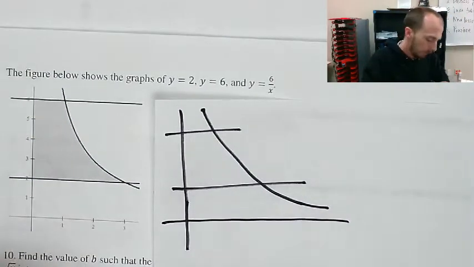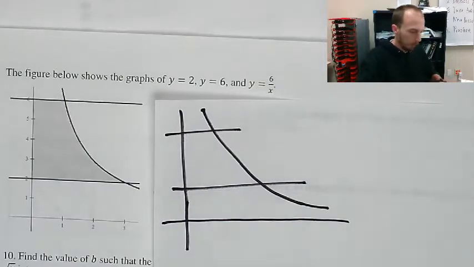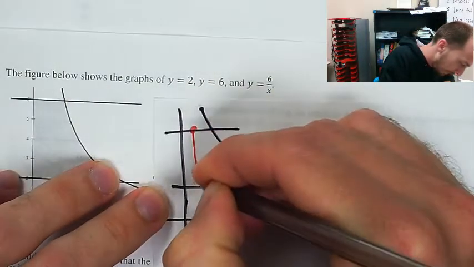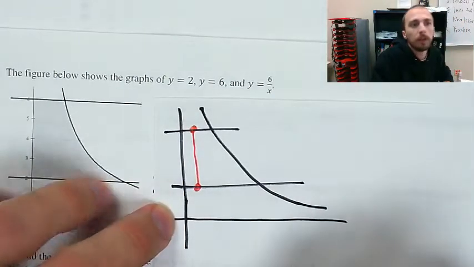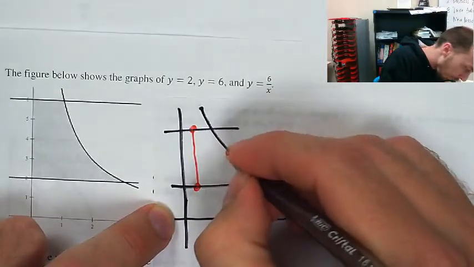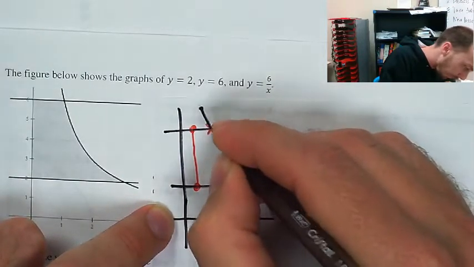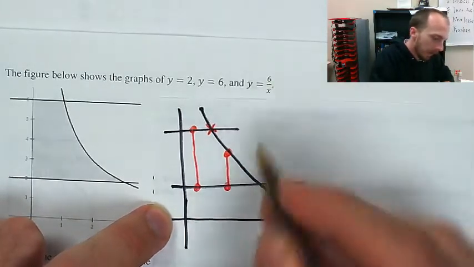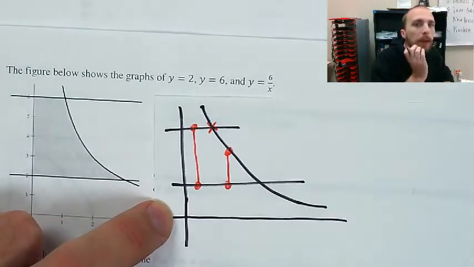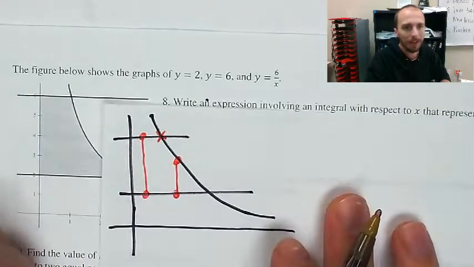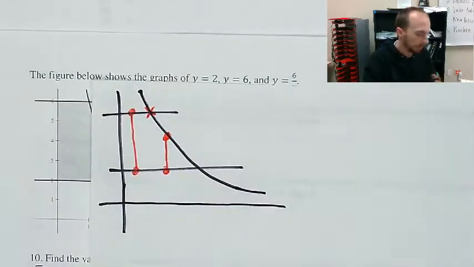All right, if I wanted to go in terms of x, my top minus bottom is going to be these two horizontal lines, y equals 6 minus y equals 2, until here, or really here is where it switches. And then my top minus bottom is going to be 6 over x minus 2. Okay. So if I've got two different things going on, I'm going to need two different integrals. That's why it said an expression involving an integral in x.